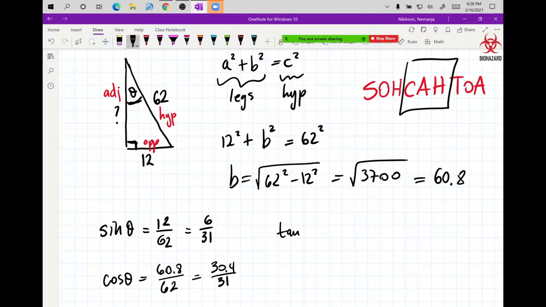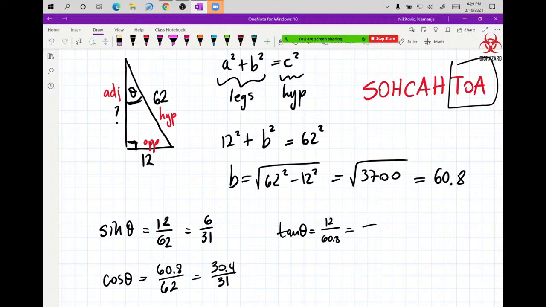Tangent theta will be the last one in the acronym here. Its opposite, in our case, is 12, divided by adjacent, which is 60.8. That cancels by 2 down to 6 over 30.4. Oh, that can actually cancel by 4. Nice. Cancel by 4 into 3 over 15.2. Nice.